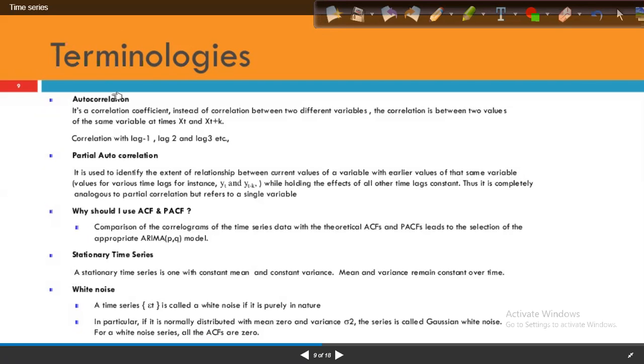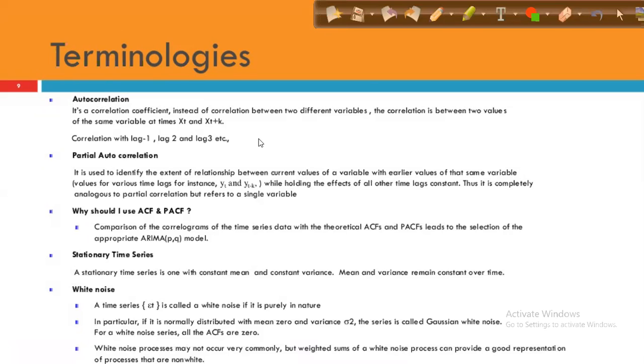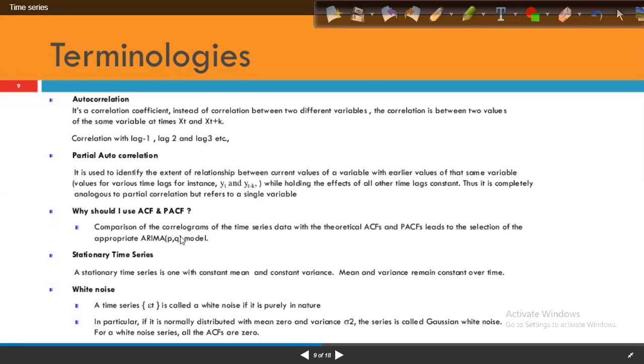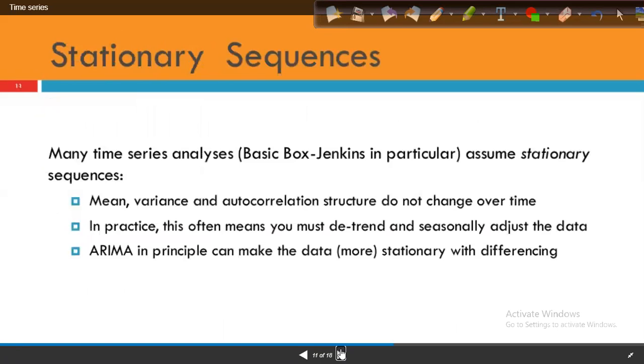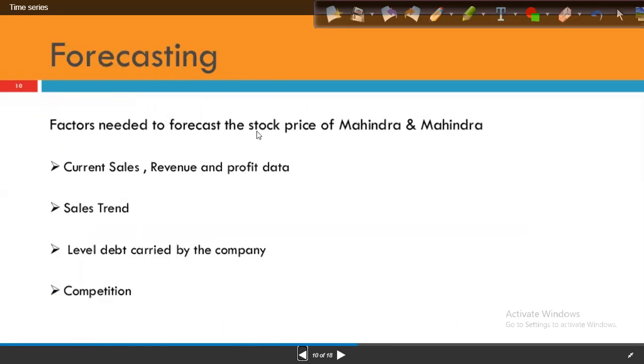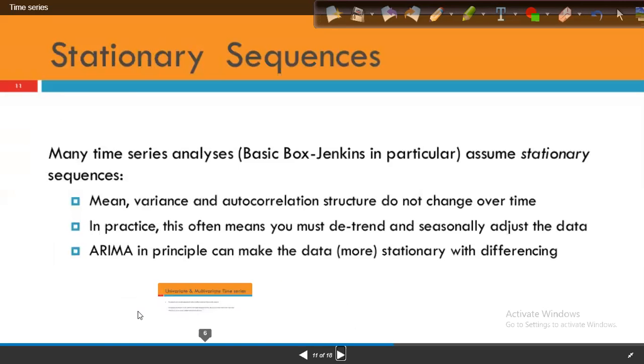Using autocorrelation and partial autocorrelation, we have something called a correlogram. We can generate a correlogram chart using which we can come up with the optimal values for P and Q, the two arguments of your ARIMA function. These are the simple use cases. If you want to forecast the sales trend given current sales revenue, profit data, and the level of debt carried by the company, or the stock price of Mahindra and Mahindra, you'll use the forecasting technique.